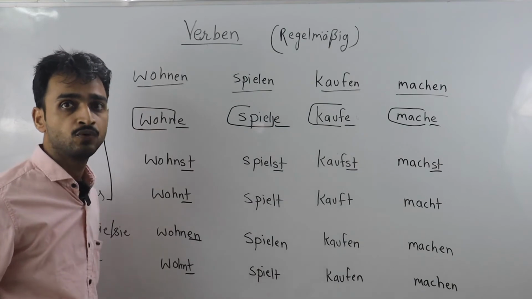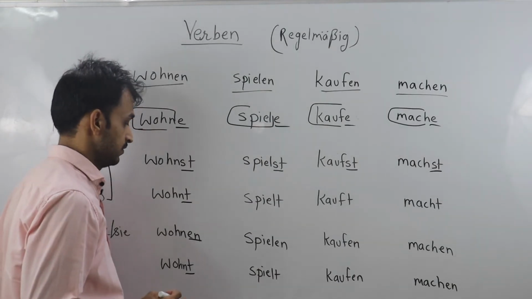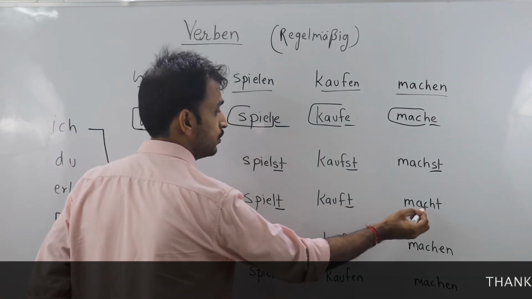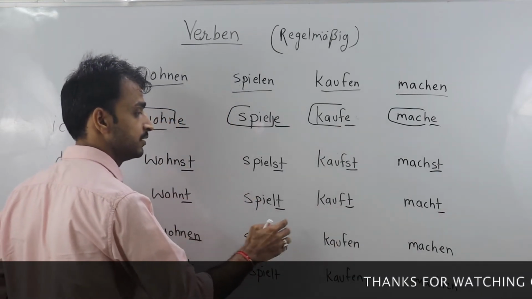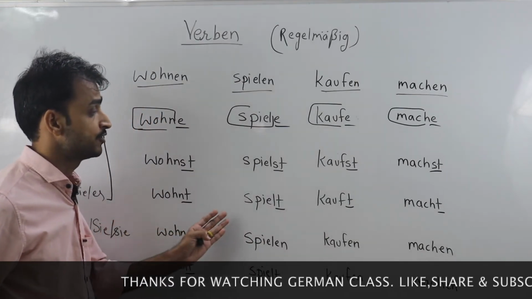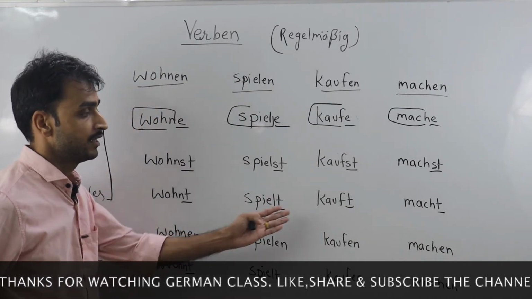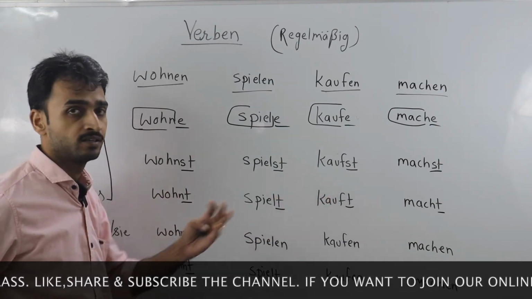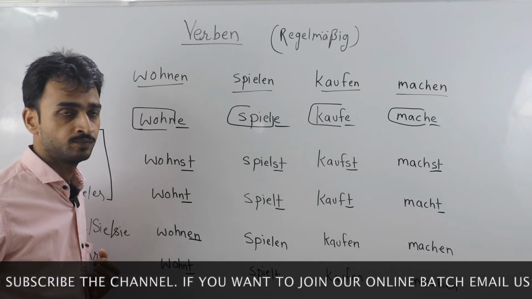In English we say regular verbs. Similarly with third person, you can see t ending with all the verbs. Spielt, kauft, macht. He plays, er spielt. He buys, er kauft. He does or she does, er macht. This is called third person.